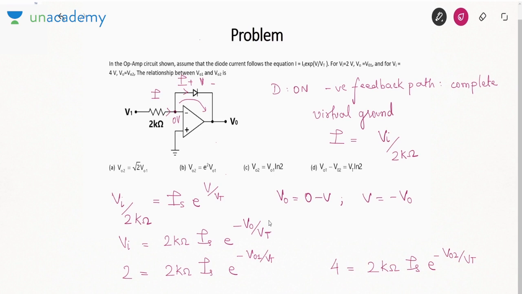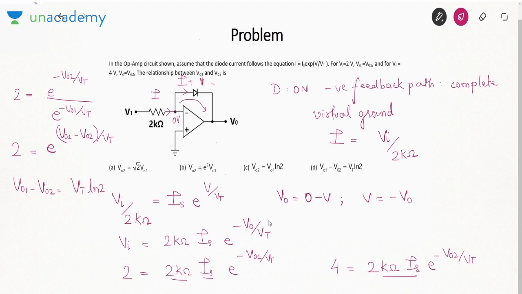Now take the ratio of the second equation and the first equation. 4 upon 2 will become 2. 2 kilo ohm and Is will get cancelled. E to the power minus V02 by Vt by e to the power minus V01 by Vt. So 2 equals e to the power, if you take it in the numerator, V01 minus V02 is Vt ln 2. That will be Vt ln 2.